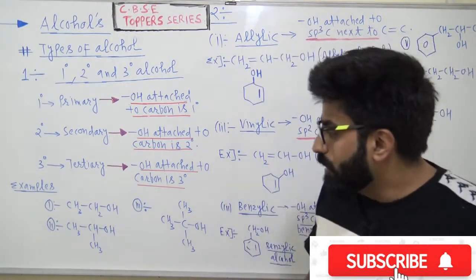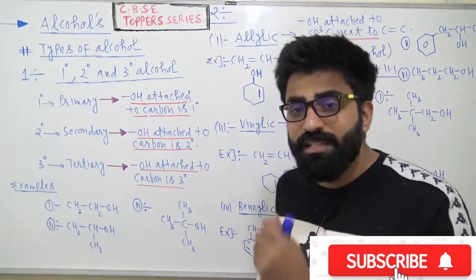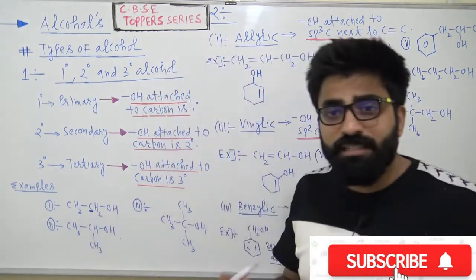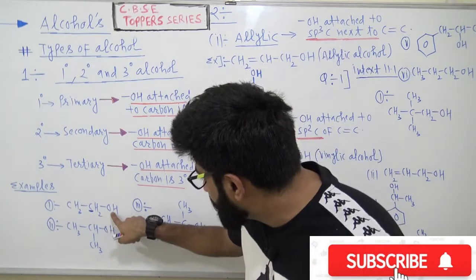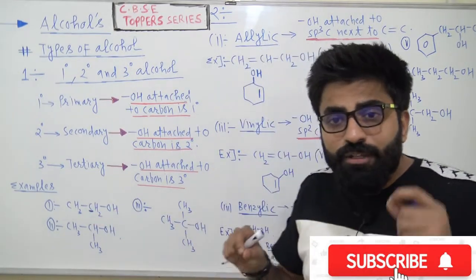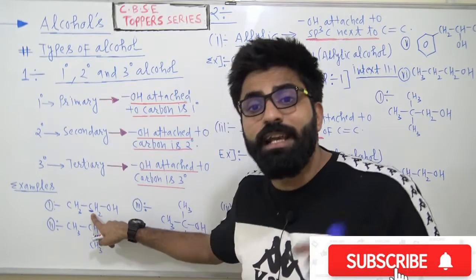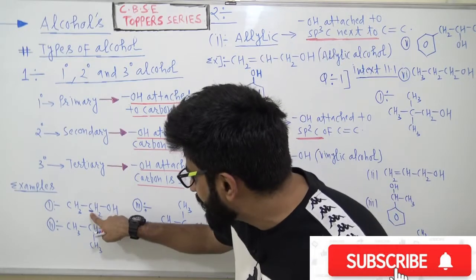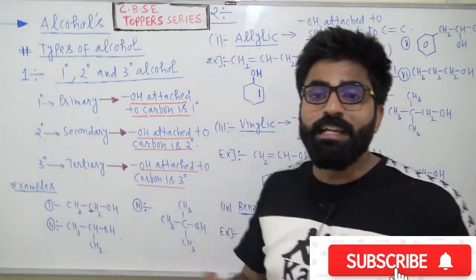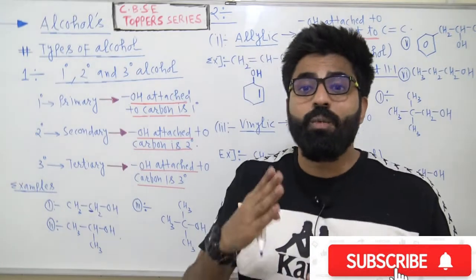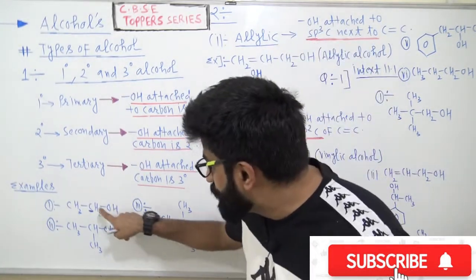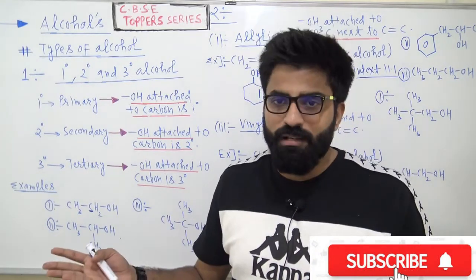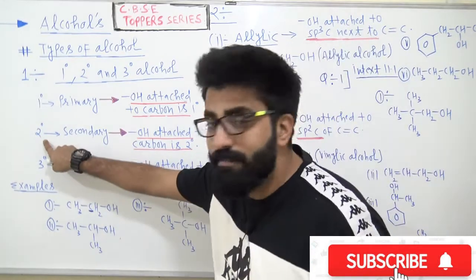First of all, you always check the carbon to which the OH group is attached. Here, the OH group is attached to this carbon. Now you check that this particular carbon is connected to how many carbons. As you can see, this carbon is attached to a single carbon only. It means this is a 1 degree carbon. Since OH is attached to a 1 degree carbon, we will call it 1 degree alcohol. Very simple, right guys?